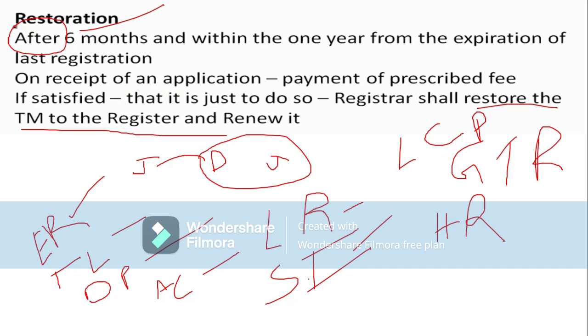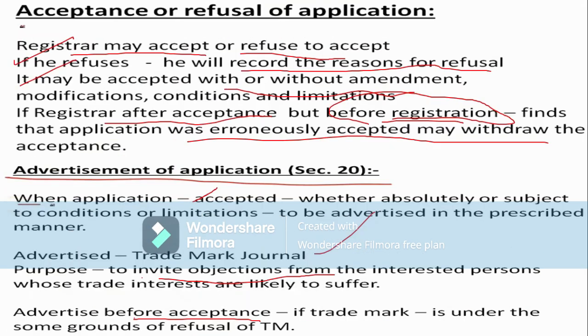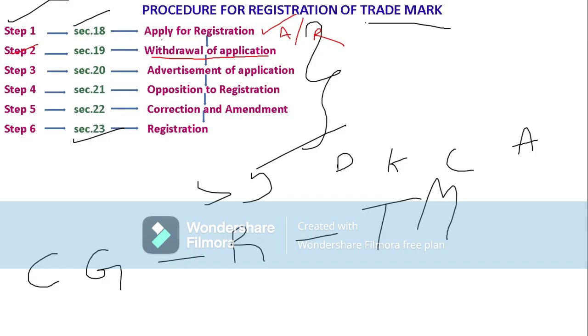So these are the advantages regarding the procedure for registration of trademarks. So all this is about the procedure for registration of trademark.